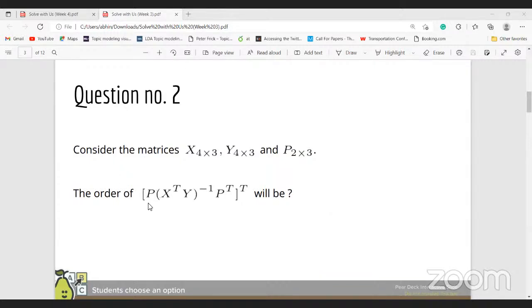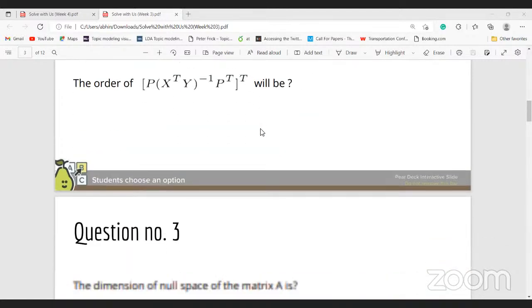Okay. So I think you can very well now find out. So T is 2 cross 3, then X transpose Y inverse is 3 cross 3. So what remains here? 2 cross 3. Then T transpose will be 3 cross 2. So 2 cross 3 and 3 cross 2 will be 2 cross 2. And if you transpose it, it will be again 2 cross 2. So this way you have to find the answer. Okay. Let's move to the next question if you have no further doubt.